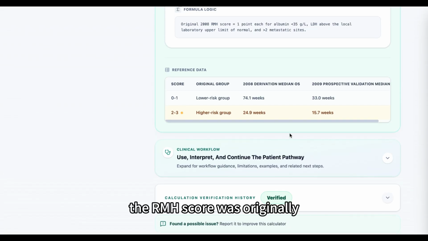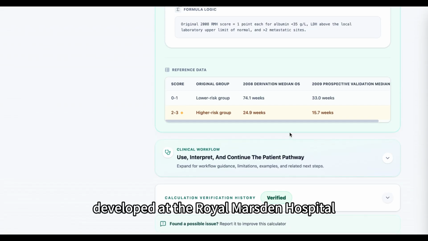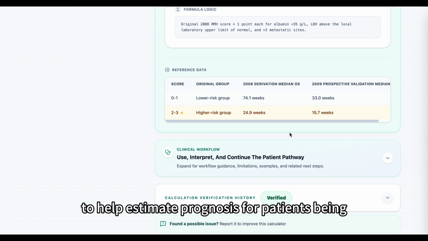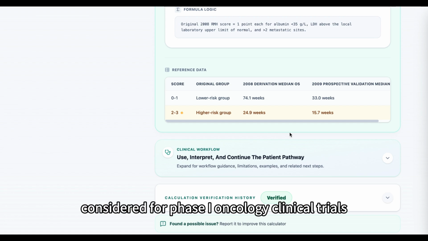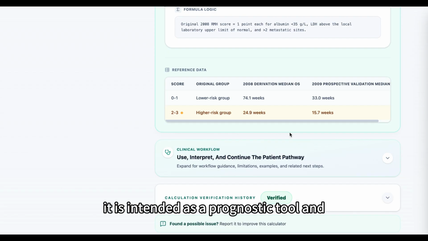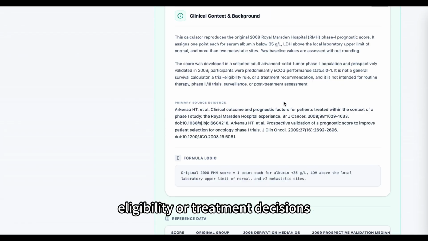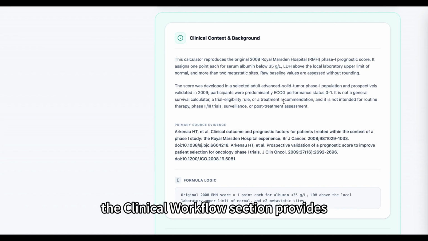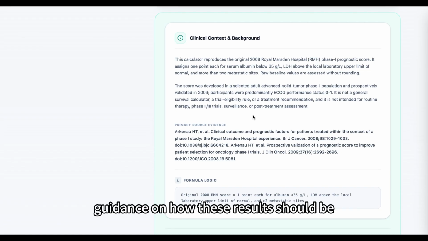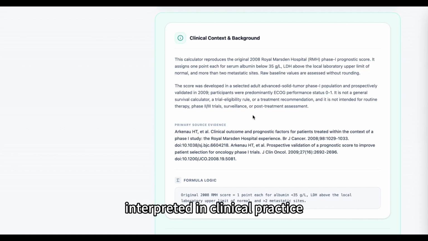The RMH score was originally developed at the Royal Marsden Hospital to help estimate prognosis for patients being considered for phase 1 oncology clinical trials. It is intended as a prognostic tool and should not be used alone to determine trial eligibility or treatment decisions. The clinical workflow section provides guidance on how these results should be interpreted in clinical practice.